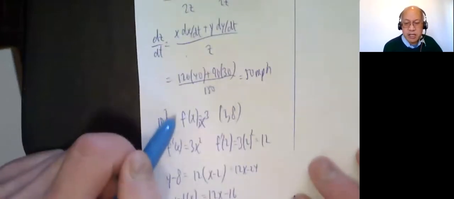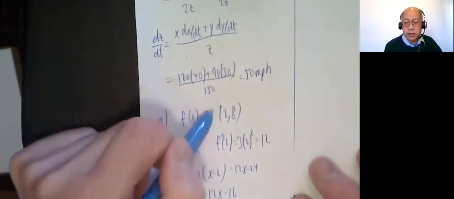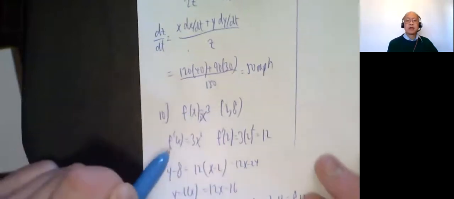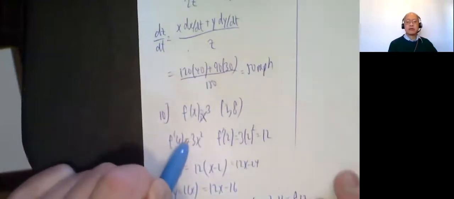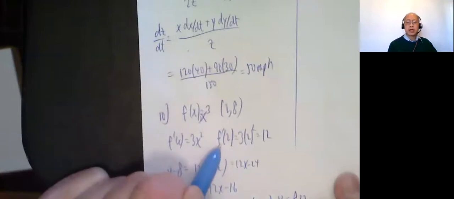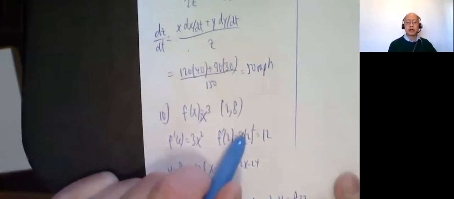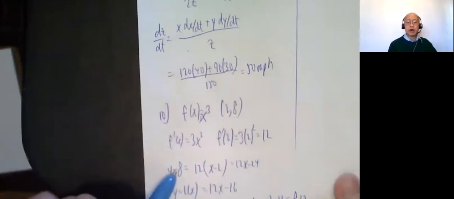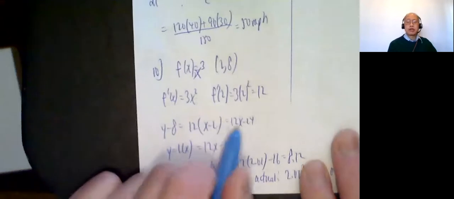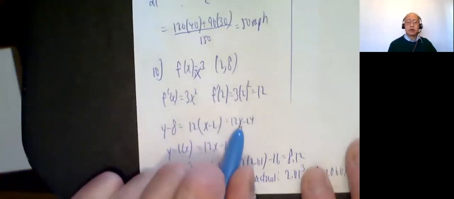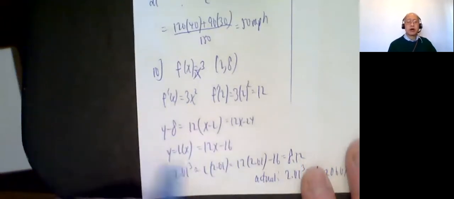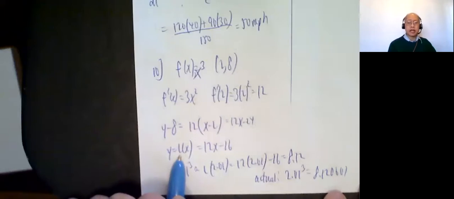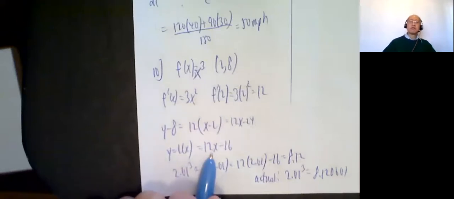Okay, number 10, f of x is x cubed at the point 2, 8. F prime of x is 3x squared. Plug in 2. F prime of 2 is 3 times 2 squared, which is 12. Y minus y1 equals m times x minus x1. This is 12x minus 24. Keep going, add 8 to both sides. So y equals L of x, the linearization function, is 12x minus 16.